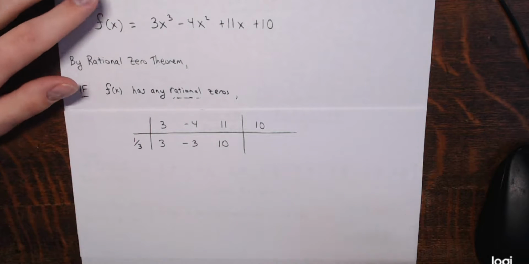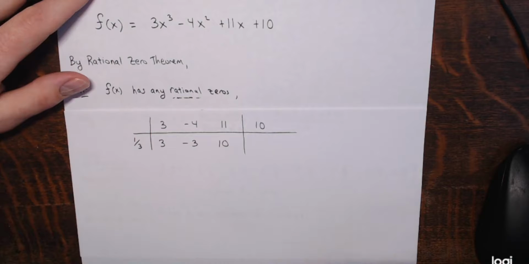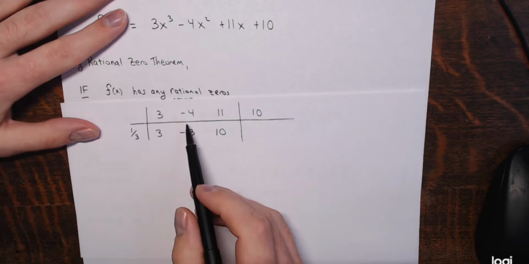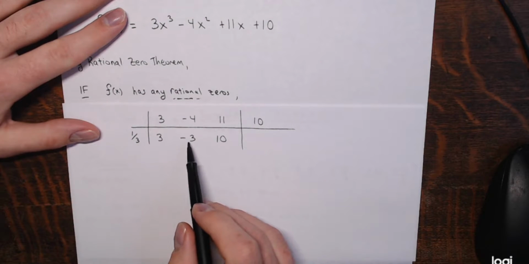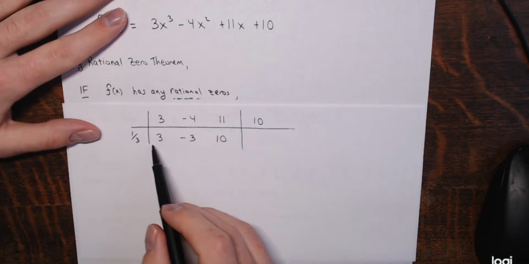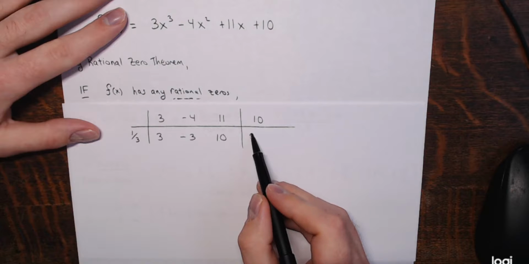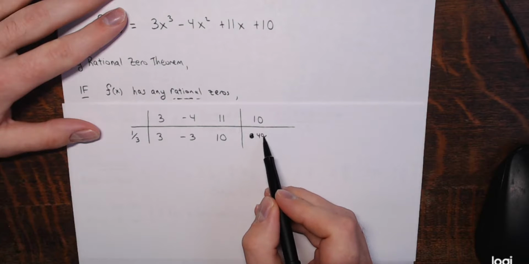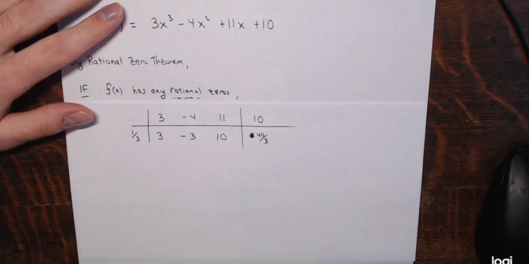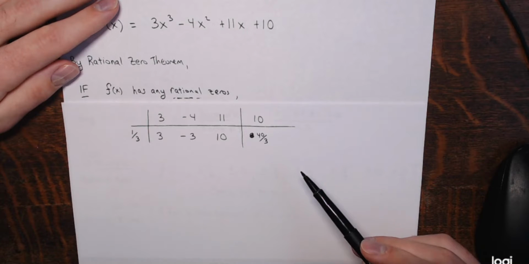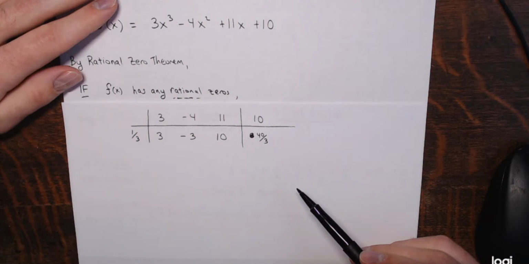that's not nice. Yeah, it's 1, minus 4 is negative 3, and then negative 1 plus 11 is 10, and then 10/3 plus 30/3 would be 40/3 for the output there. Okay, so positive 1/3 doesn't work.